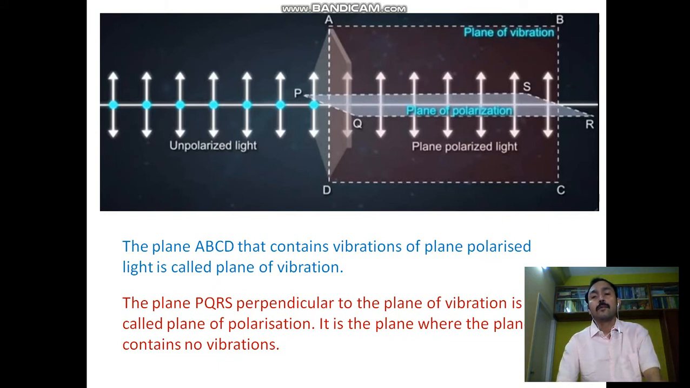PQRS has no vibration. It is just perpendicular to the plane of vibration. This is known as the plane of polarization. The plane of polarization contains no vibration. The plane of vibration contains vibrations.